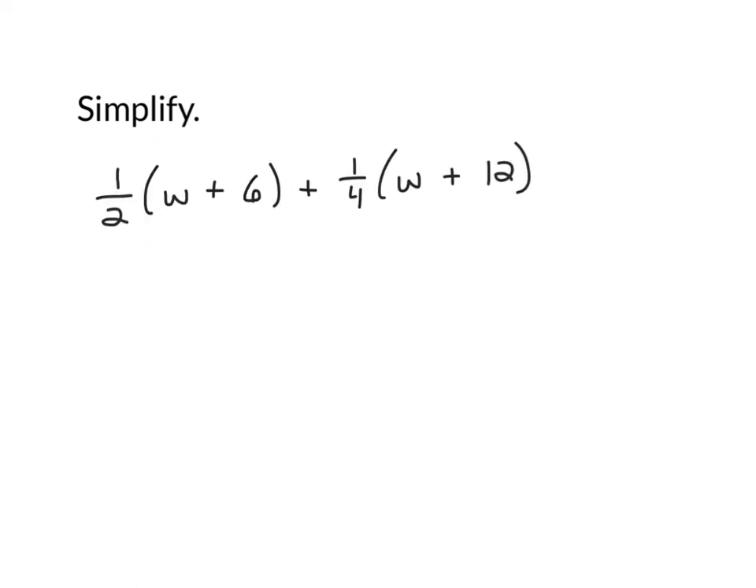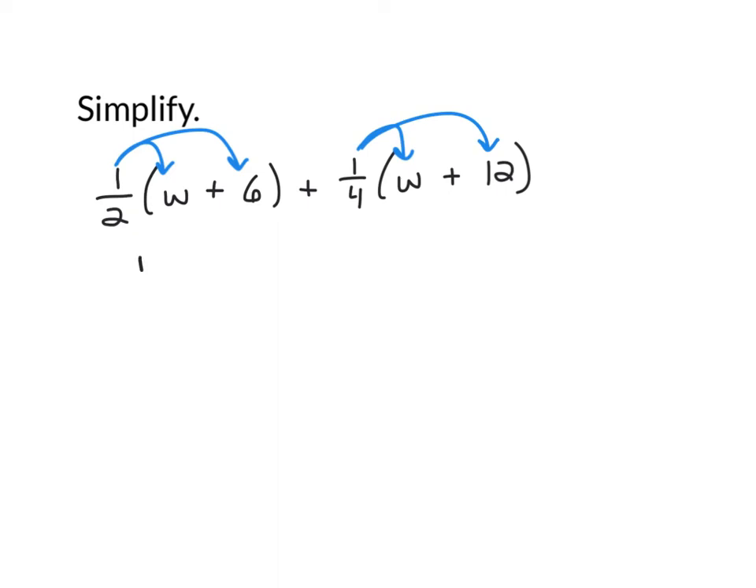Here's another great problem for us to try. This one is all set up for the distributive property. 1/2 times w plus 1/2 times 6, plus 1/4 times w plus 1/4 times 12. All right, let's go ahead and distribute our multiplication to find the sum.